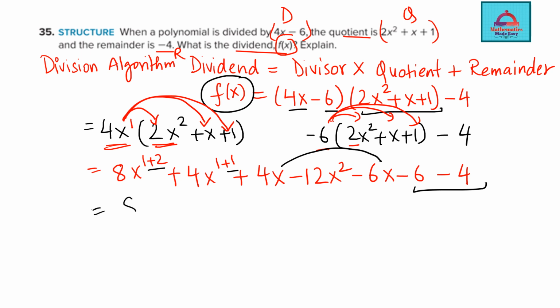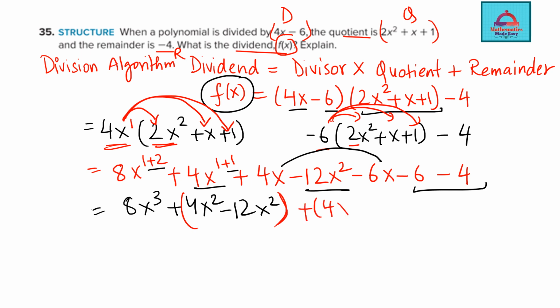So this is 8x cube plus 4x square. Now I can combine 4x square with minus 12x square. They have the same variable part, so they can be combined. Let's put them in brackets together. And then 4x can be combined with minus 6x. That's the like term. I put it together, and the numbers minus 6 minus 4 will give you minus 10. So I will just combine.